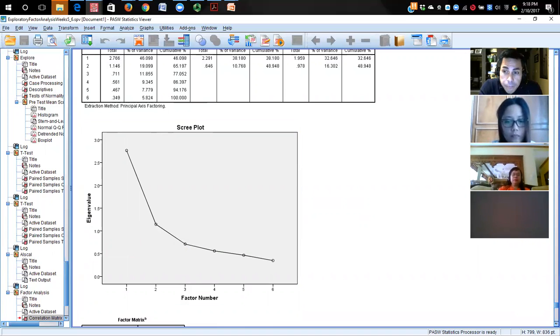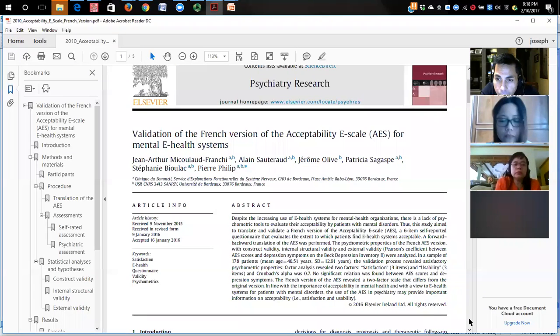So I look at the publication of the French, and they call their two factors the satisfaction subscale with 3 items and the usability subscale, which also has 3 items. And then when they ran their Cronbach alpha, it passed the minimum requirement for internal consistency, which has to have a Cronbach alpha of 0.7 or higher for a new tool.